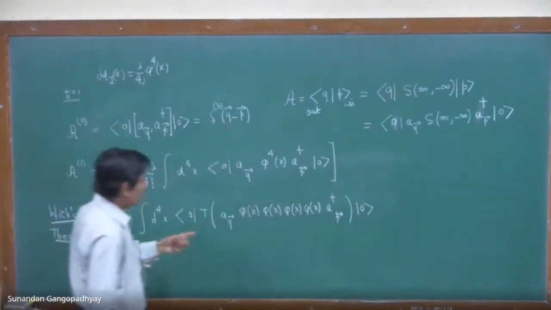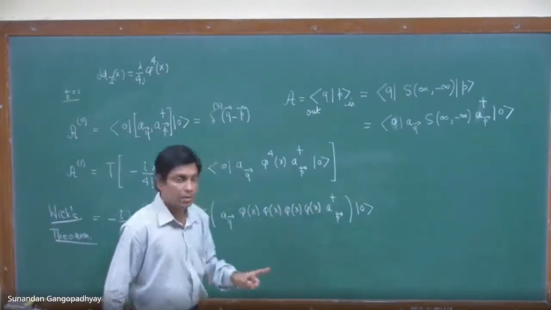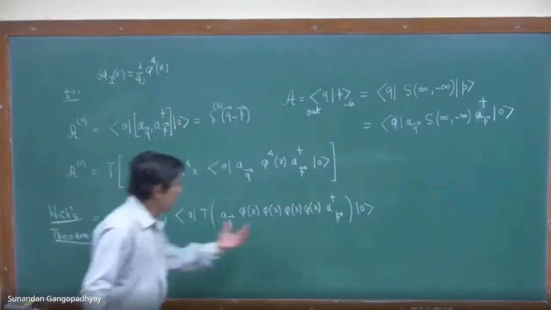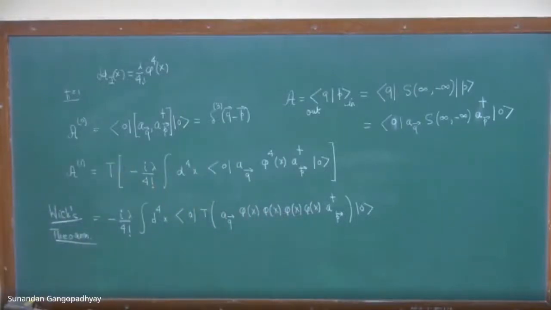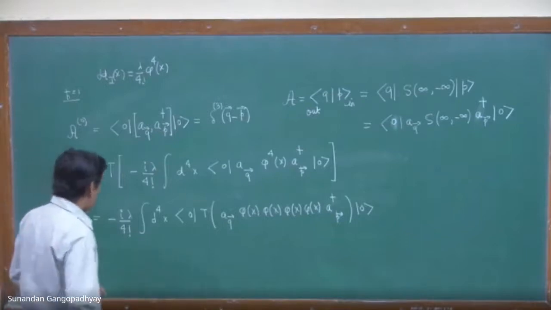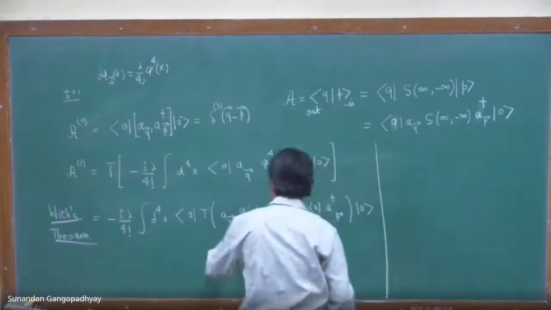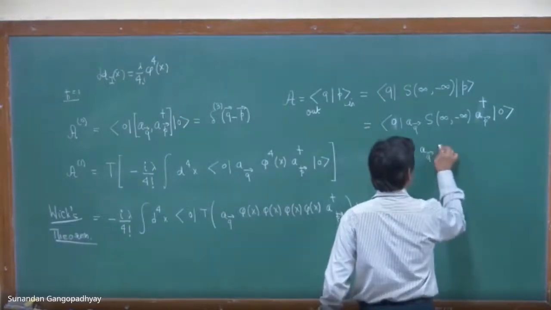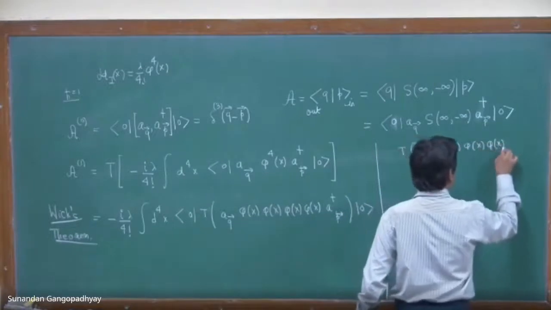What about the term where we contract a with a† and phi's with phi's? Actually, when you contract it, you will see that a factor of 3 arises, because there are 3 ways of doing this contraction. So I will write it over here. If you contract this, the time-ordered product of a_Q phi(x), there are 4 phi(x)'s here.